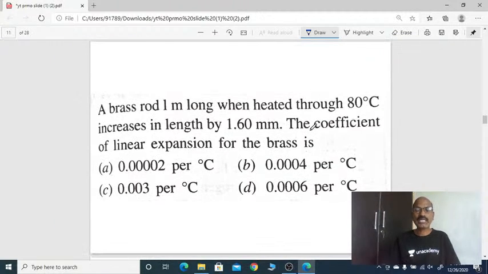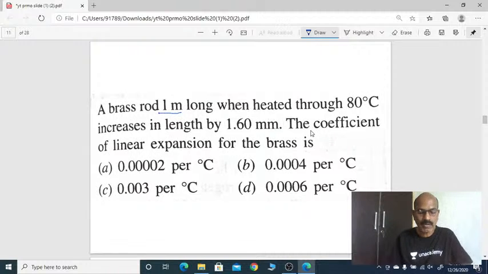Here is the first question. A brass rod of length 1 meter is heated through 80 degrees Celsius and its length increases by 1.60 mm.